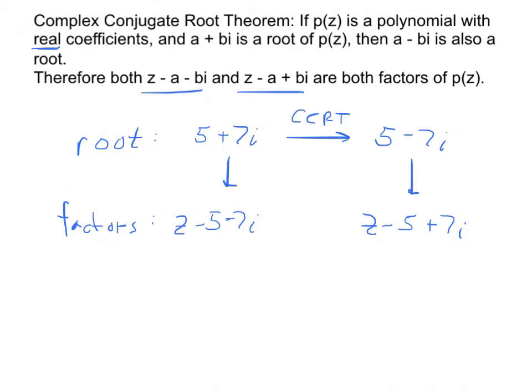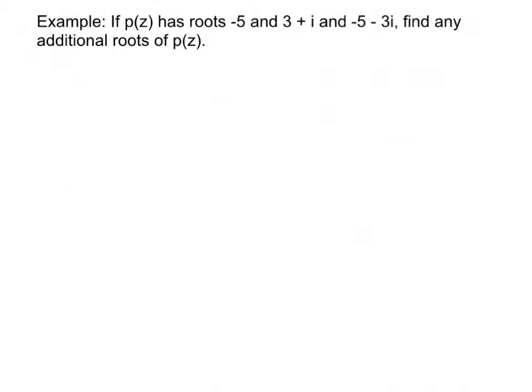So I've got some examples that follow this coming up, so here they are. So if p of z has roots -5, 3 plus i, and -5 minus 3i, find any additional roots of p of z. So what that sort of means is like, okay, so we've got -5, yay, good deal.